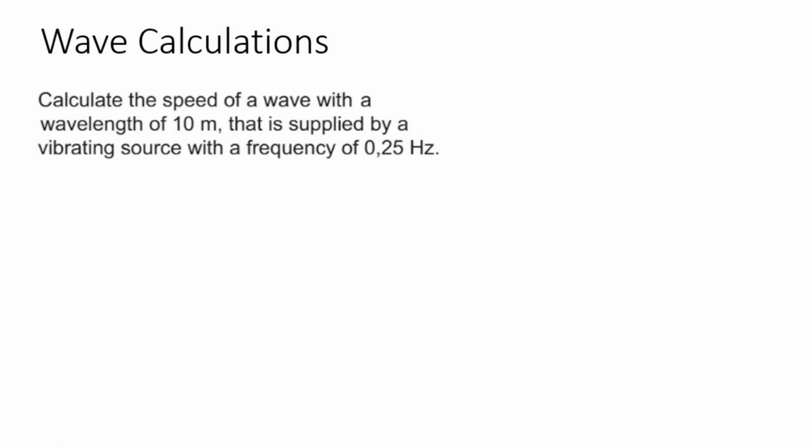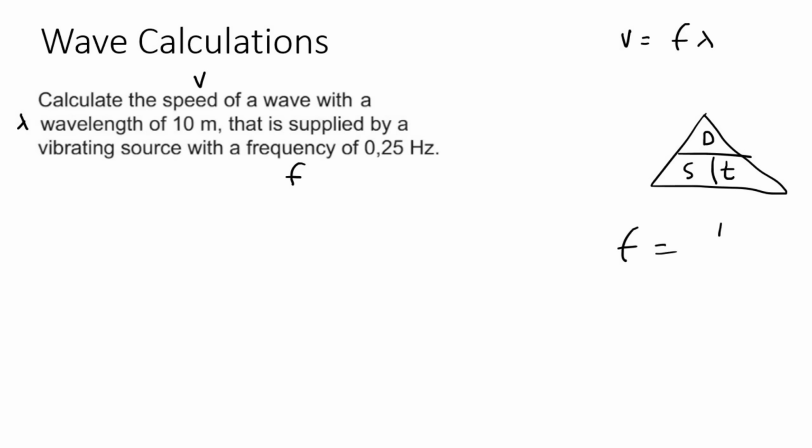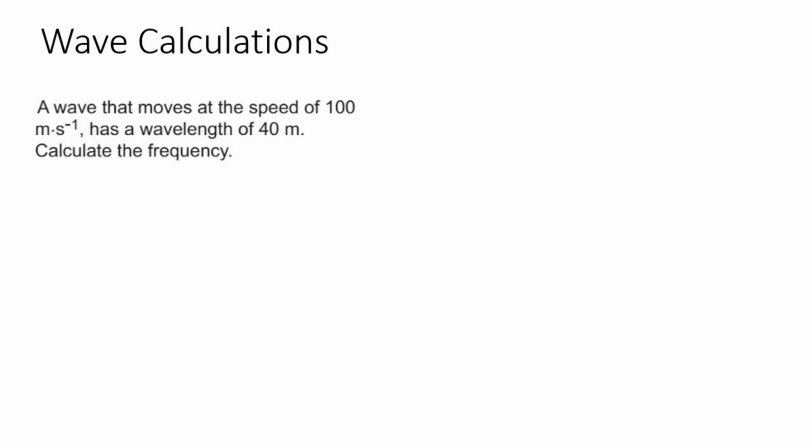This one says calculate the speed of a wave. So they want us to calculate the speed of a wave with a wavelength, that's lambda, that is supplied by a vibrating source with a frequency of 0.25. So we know that there's all these different formulas that we can now use. We can also use the distance, speed, and time formulas, and then we can also switch between period and frequency using these formulas. A wave that moves at a speed of 100 meters per second, okay, so that is a velocity or speed, has a wavelength of 40.